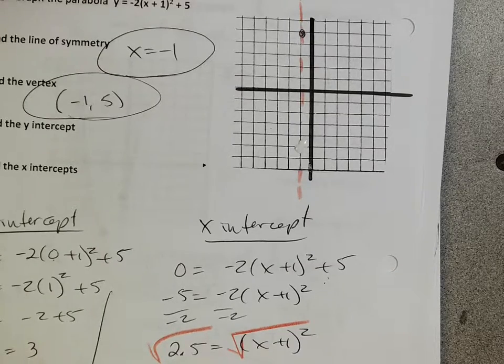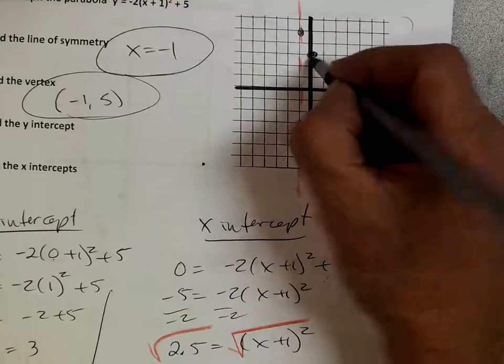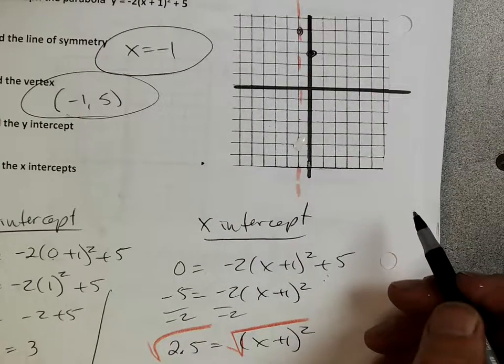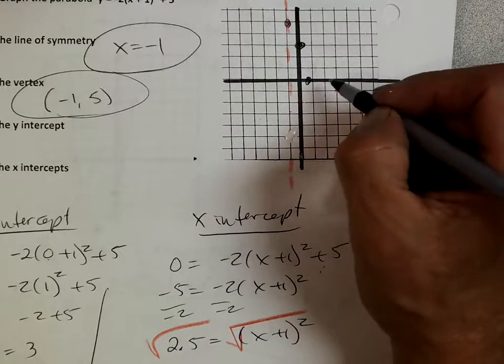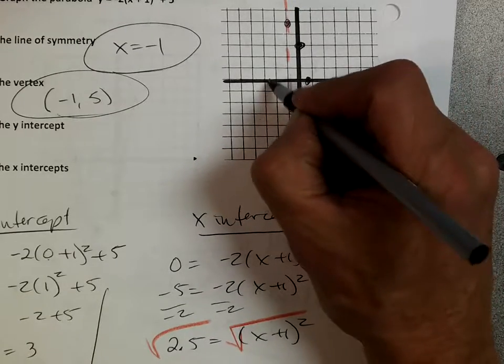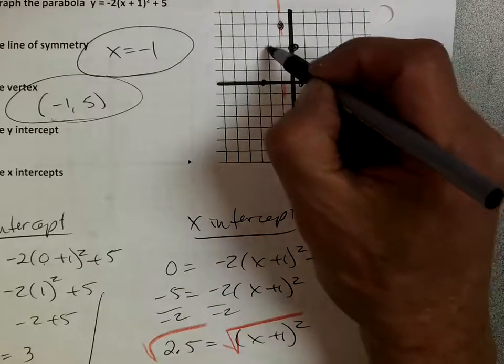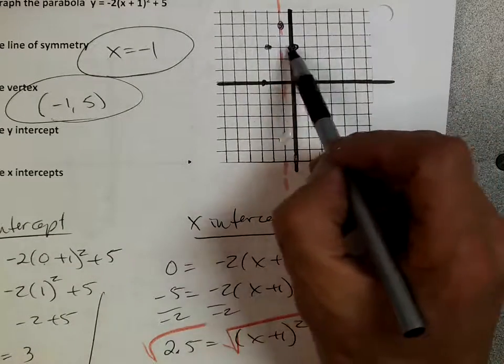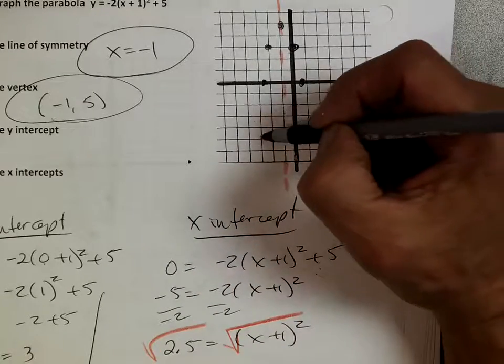I've got a y-intercept at (0, 3), right? 1, 2, 3. And I've got x-intercepts at 0.6, about there, and negative 2.6, about there. I really do have one more point right there if you want to do a little symmetry thing. I've got another point right there. Do a little symmetry, a little reflection. And there's my parabola, right?